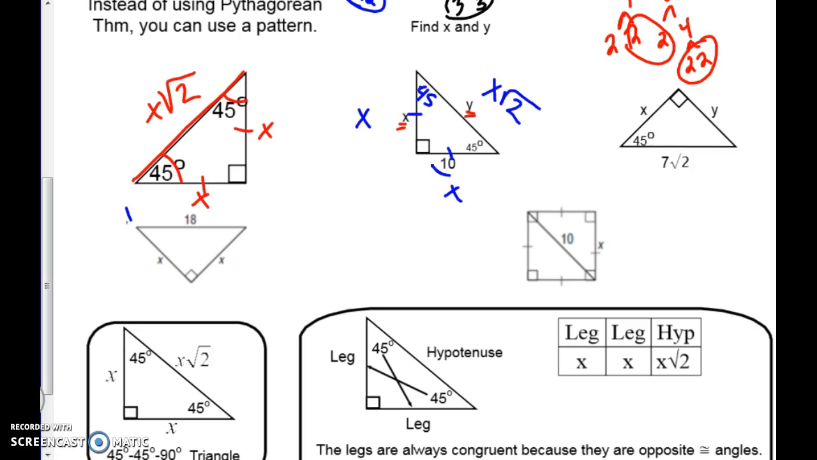Now what I know is that x is equal to 10, isn't it? So how big is this side? 10. So how big would this side be? 10 square roots of 2. Are we okay?